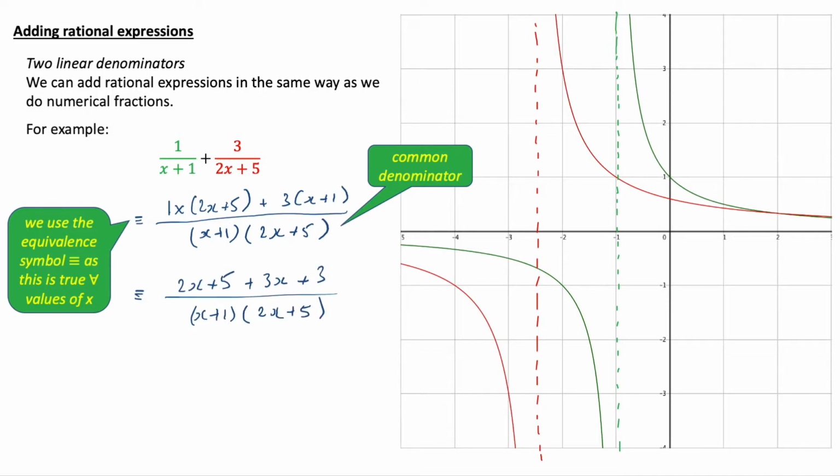Okay, we then open up those brackets in the numerator. So we've got 2x plus 5 from the 1 times 2x plus 5 and 3x plus 3 from the other bracket. Tidy that up. 2x plus 3x gives us 5x, 5 plus 3 gives us 8, and that is 5x plus 8 over x plus 1 times 2x plus 5.